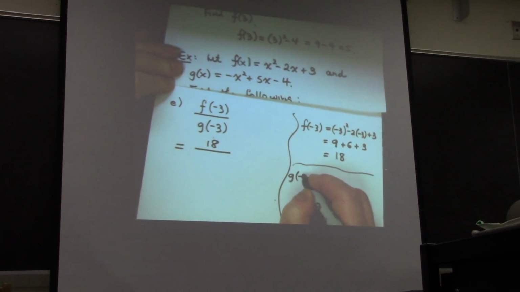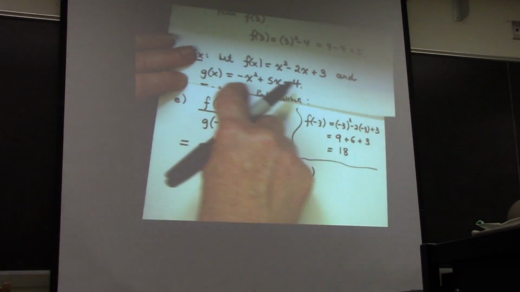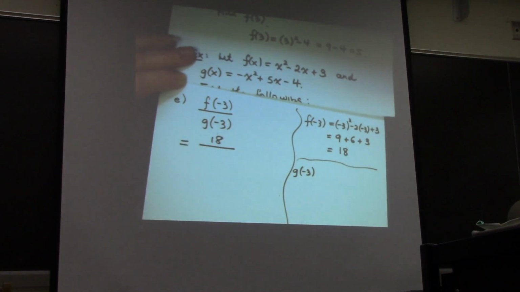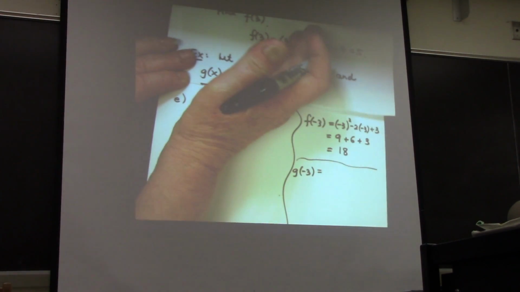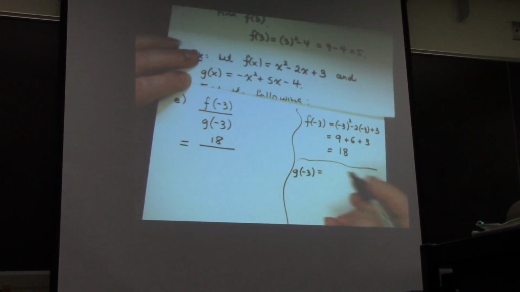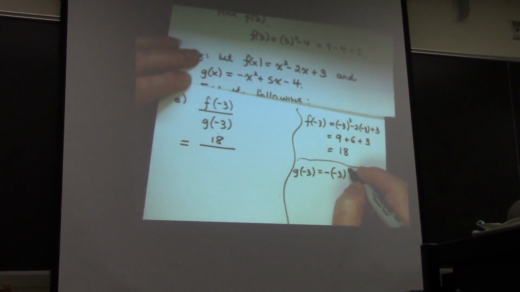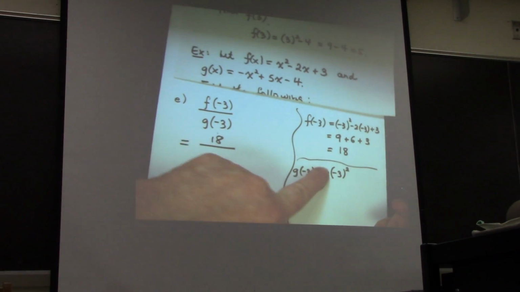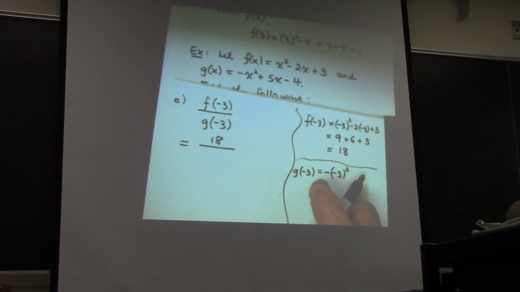Now it says find g of -3. So now I'm going to plug my -3 into g of x, and be careful plugging in there. How do I plug in the -3 into the negative x squared part? What does it look like? So negative, and then the parentheses around the -3 squared. Okay, but I'm going to do the squaring of the -3 first, and then stick a negative in front.